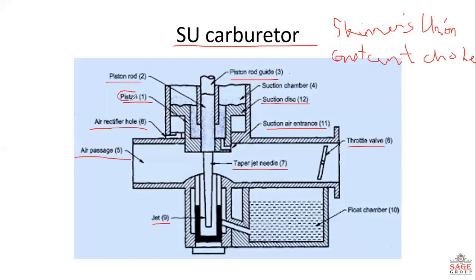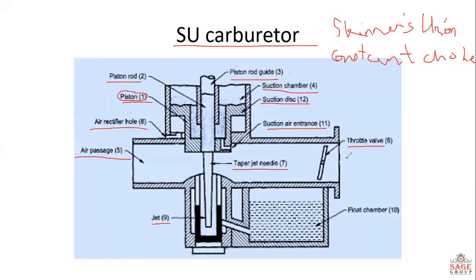The weight of the piston is constant and always acts downward. The vacuum in the suction chamber tends to move the piston upward. Therefore, at a particular instant, the position of the piston is balanced by the weight and the constant vacuum produced above the piston. In starting, a rich type of mixture is needed by the engine, which can be obtained by pulling the jet downward with the help of the lever attached to it.